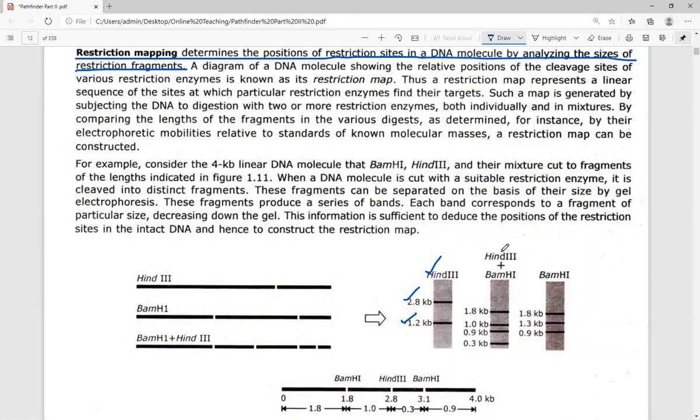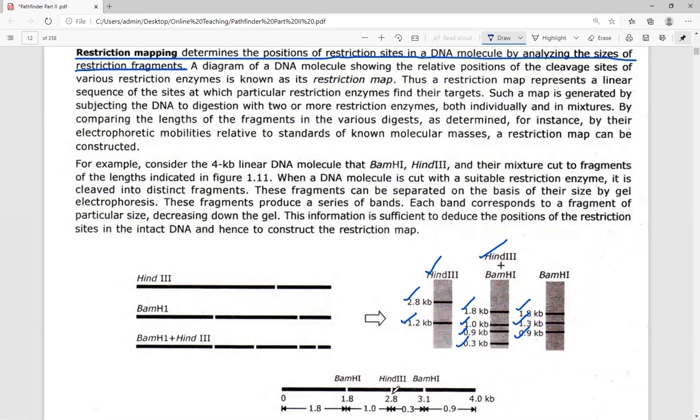Now, when you use a combination of HindIII and BamHI, then you will get the following different types of bands: 1.8 kilobase pair, 1 kilobase pair, 0.9 kilobase pair, 0.3 kilobase pair. These are the different bands which have been obtained. Then when you use BamHI alone, you obtain 1.8, 1.3, and 0.9 kilobase pair bands.